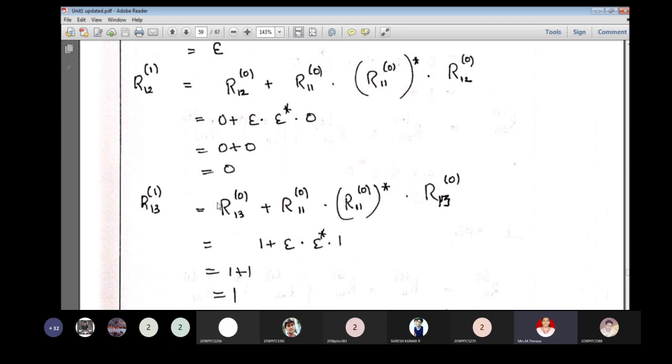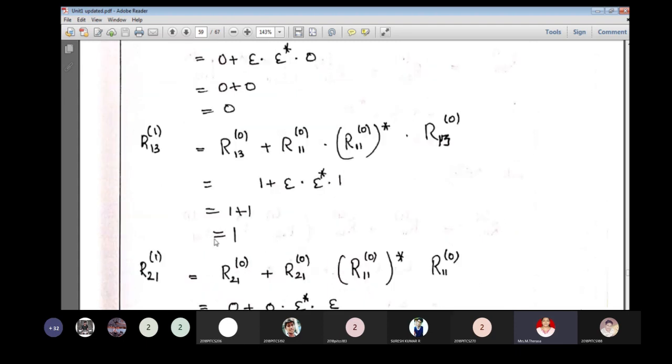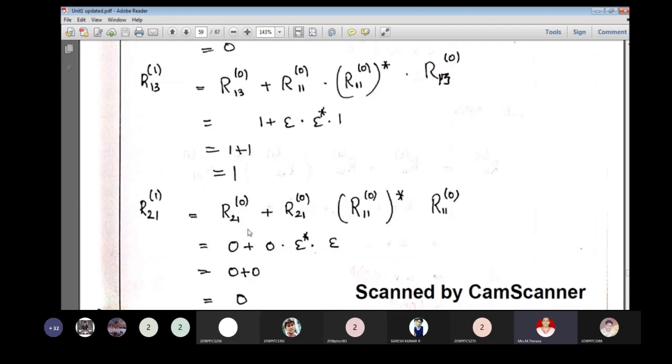Next, R13 power 1. So expand the formula and write like R13 power 0 plus R11 power 0 dot R11 power 0 the whole star dot R13 power 0. Substitute the previous value which we have obtained like 1 plus epsilon dot epsilon star 1, which is nothing but 1. Clear?